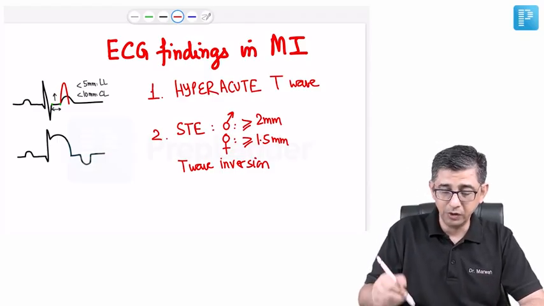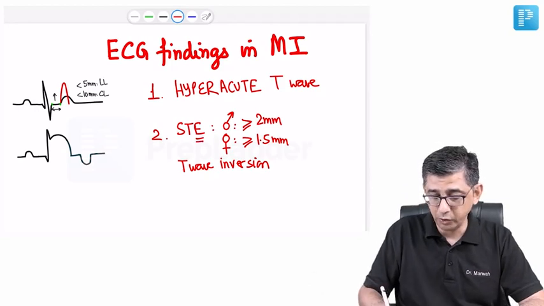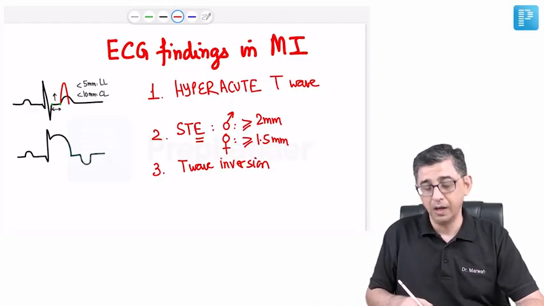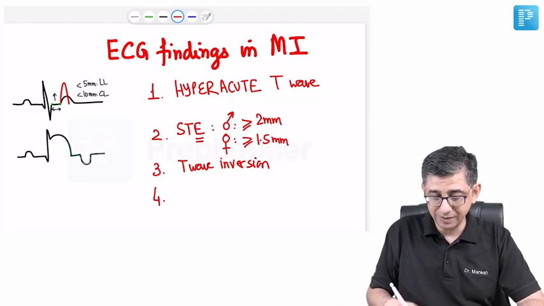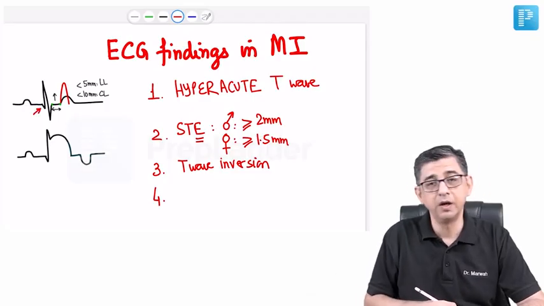At the moment, I'm focusing mainly on ST elevation, and what I've described before you is a significant finding of at least 2 millimeter for males and 1.5 for females. Now would come another interesting finding, which is with respect to the depth of the Q wave.